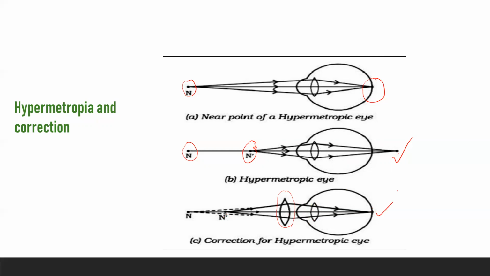This is also a question. Why do we use a convex lens in case of hypermetropia? Being a converging lens, it helps to converge all the rays coming from the nearest point to get the proper image on the retina.